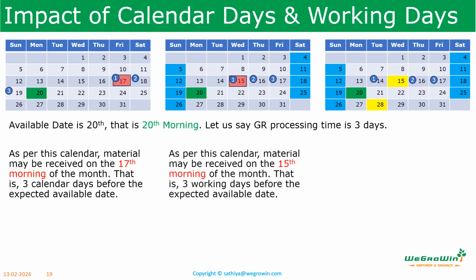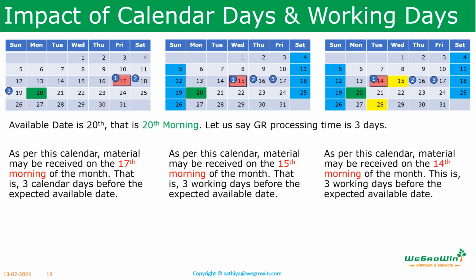As per the second calendar, because the GR processing time is defined in working days, the system will check what are all the working days, because the 19th and the 18th are not working days. So it will start from 17, 16, 15. So for the material to be available on 20, material should be received on 15th. That is as per calendar 2. If I go as per calendar 3, in addition to Saturday, Sunday, the 15th is also a holiday. This means material should be received on 14th for it to be available on 20.